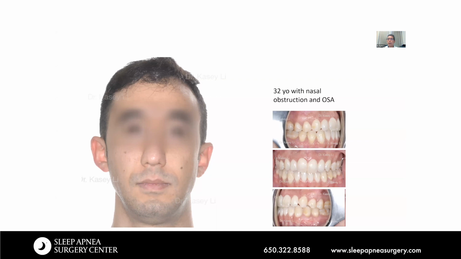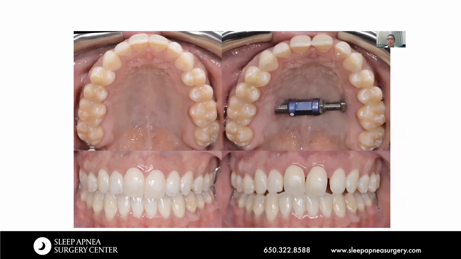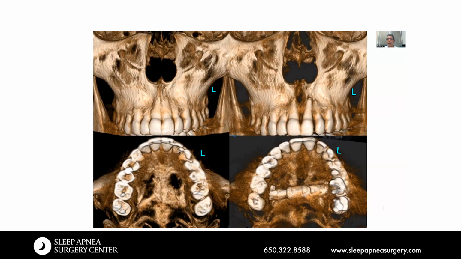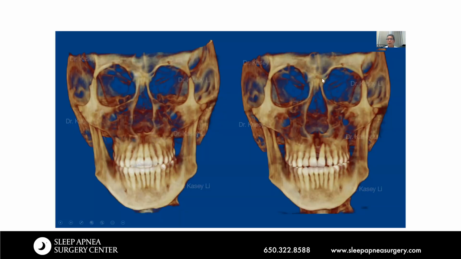Getting older, 32-year-old. He couldn't breathe through his nose for his entire life. Very symptomatic from his sleep apnea. Look at how narrow his nose was. So it was significantly expanded, okay? But his jaw was not destroyed at the same time. You can see the extent of expansion, three-dimensional in the entire nasal vault.